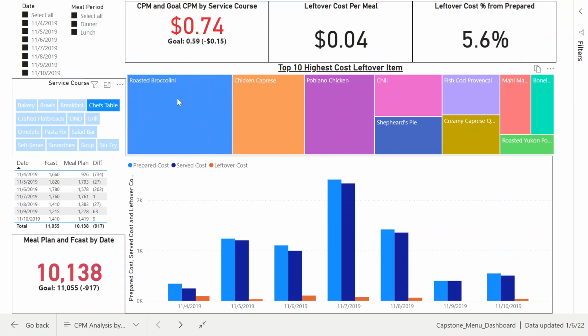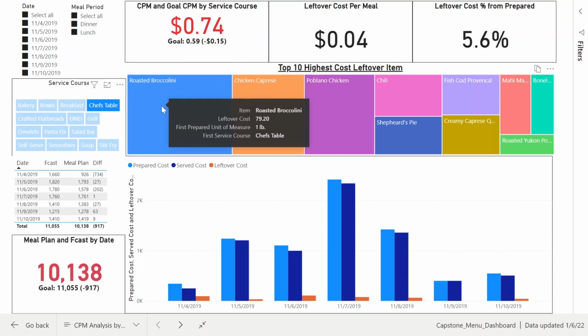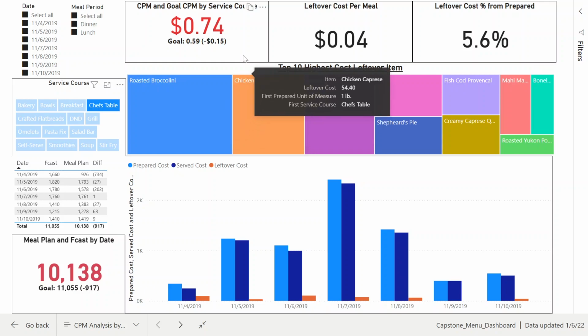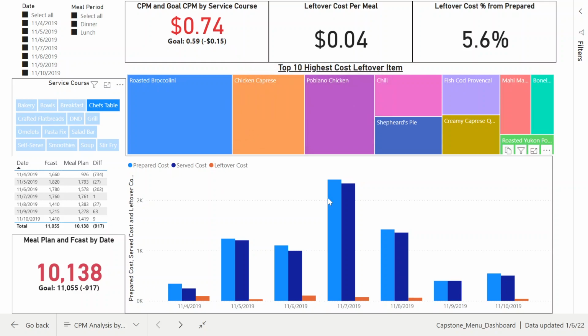All right, and then looking at our chef table, coming up to the main card, we have a CPM, that being cost per meal, and goal cost per meal by service course. So for the chef table this week, it's saying 74 cents. What that's saying is our total prepared cost for this week at the chef table divided by the total meal plans came out to 74 cents per customer. Whereas we had a forecasted cost on this menu divided by the 11,055, and it should have been 59 cents per customer. So you see here we missed our goal by 15 cents.